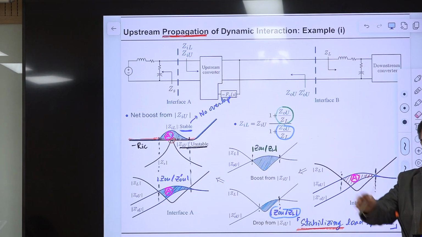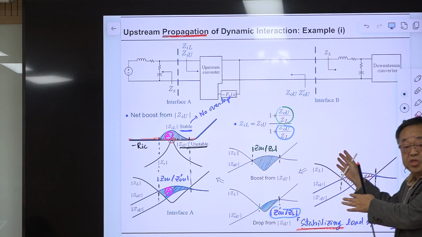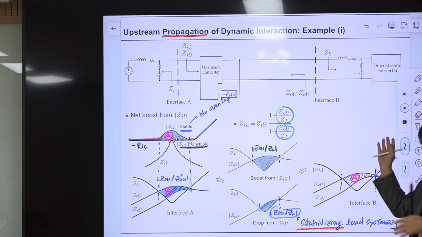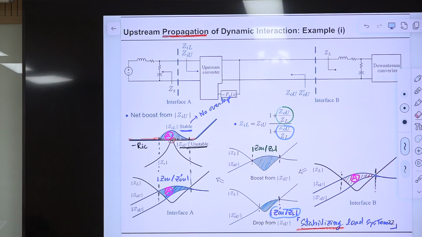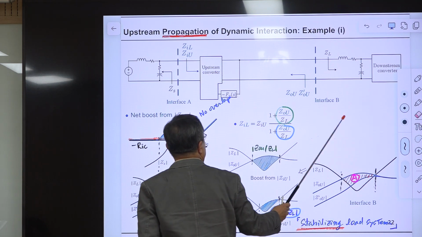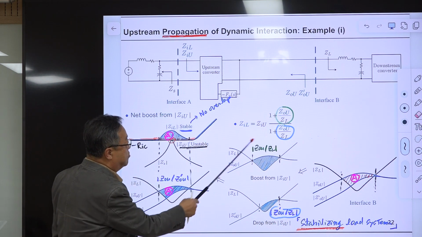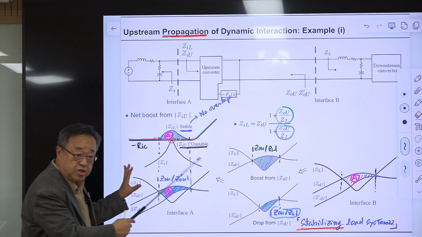Okay? So if you have some unstable part, maybe you can stabilize that part using this kind of propagation of subsystem interaction. Understand this now. So this is the message, and this is the detailed graphical illumination of that phenomena. So if you have time, you can go one by one, then you can understand this.